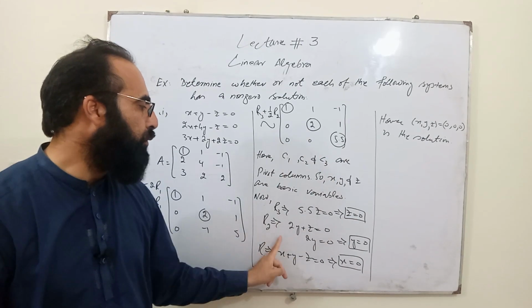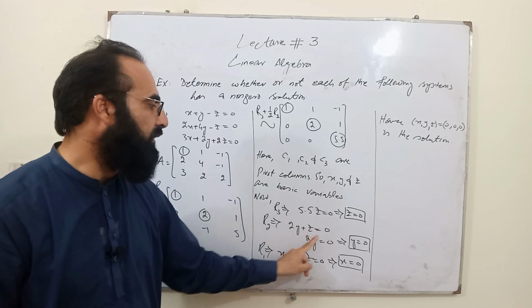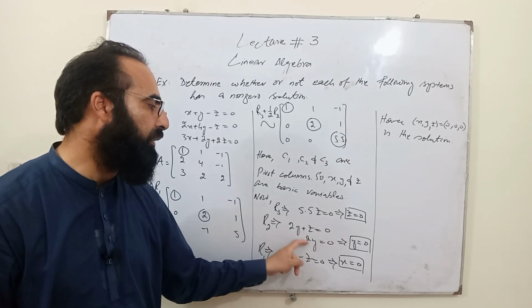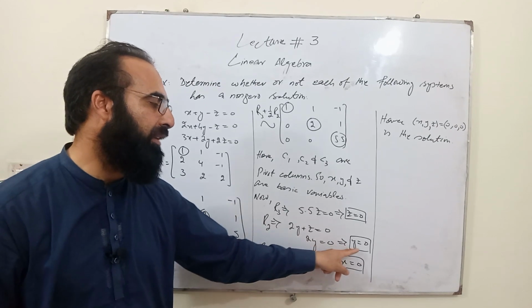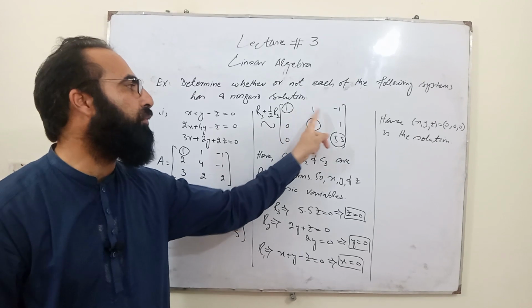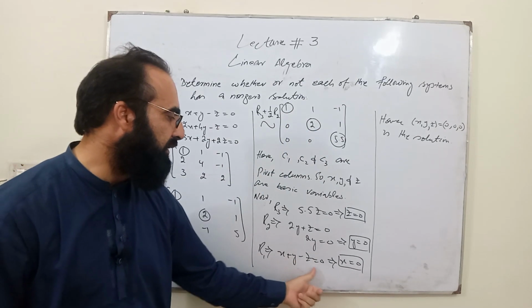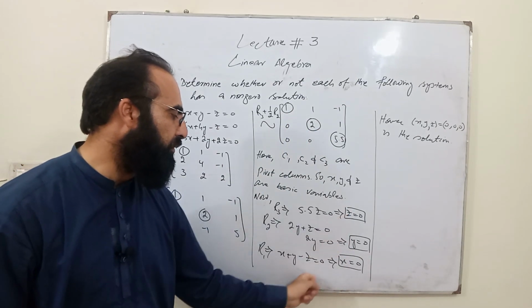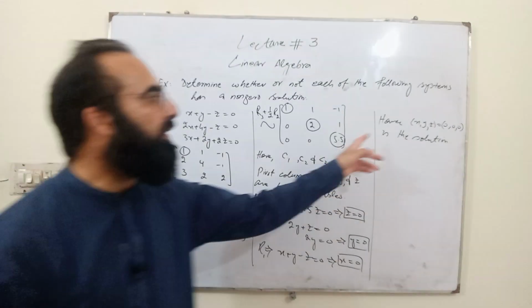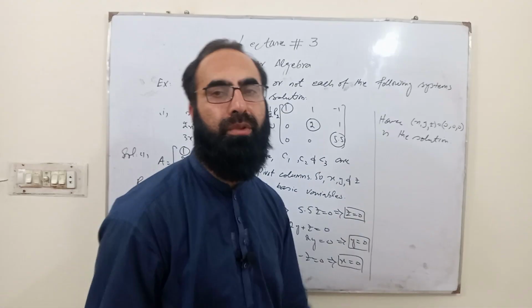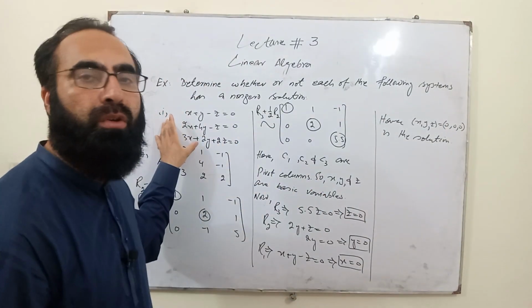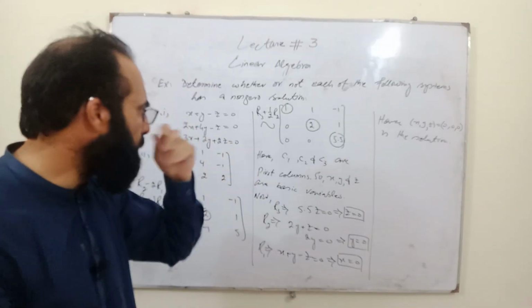From the second row, 2y plus z is equal to 0. Put this value of z in this equation, we will get 2y is equal to 0, which gives us y equals 0. And from the first row we get x plus y minus z is equal to 0. Put these values in this equation, we will get x is equal to 0. Hence x, y, z is equal to 0, 0, 0 is the solution of the given homogeneous system.